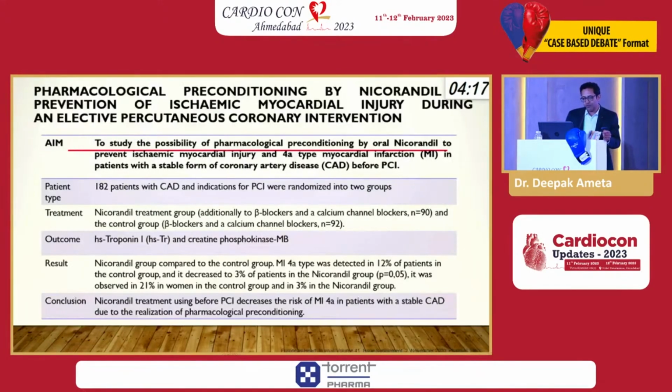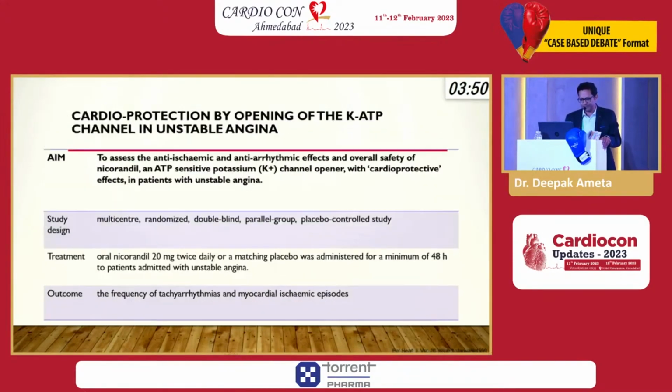And what we were talking about, ischemic preconditioning, because it also has effects on smaller arterioles. So it also helps in ischemic preconditioning. It was a smaller study to study the possibility of pharmacological preconditioning by oral nicorandil to prevent ischemic myocardial injury and type 4A MI. So 182 patients, and the conclusion was that nicorandil treatment before PCI decreases the risk of MI 4A in patients with stable CAD due to the pharmacological preconditioning.